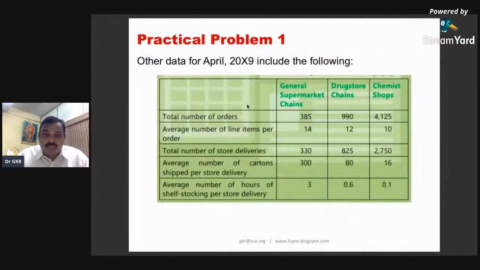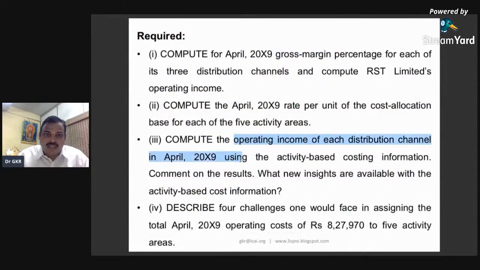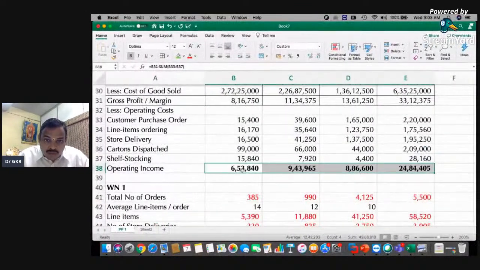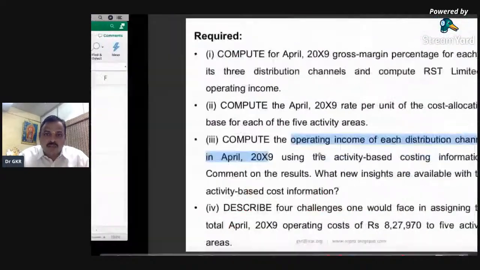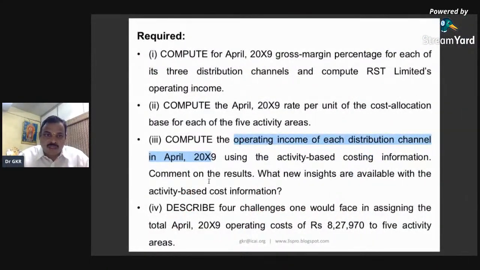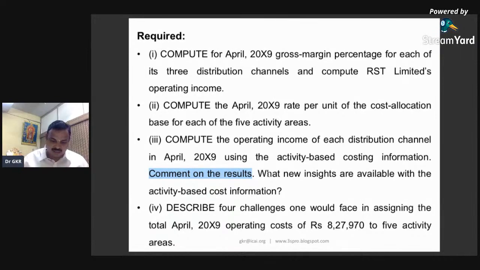Now, what is your question? Compute the operating income of each distribution channel. Wow. So this is your answer. Each of the distribution channels you have got. This is one answer. But the question doesn't stop here. Comment: what new insights are available with the activity based information?